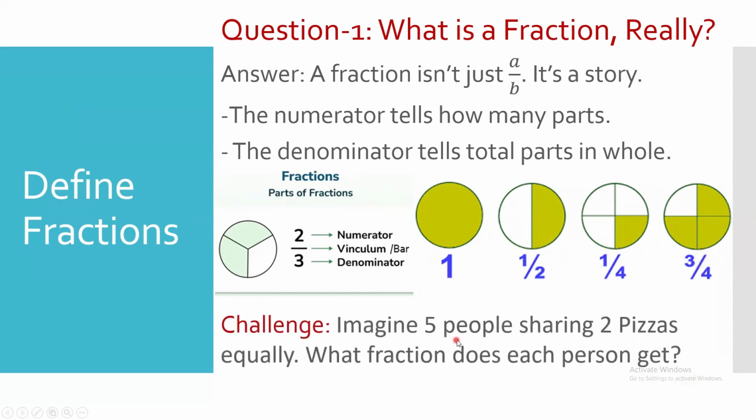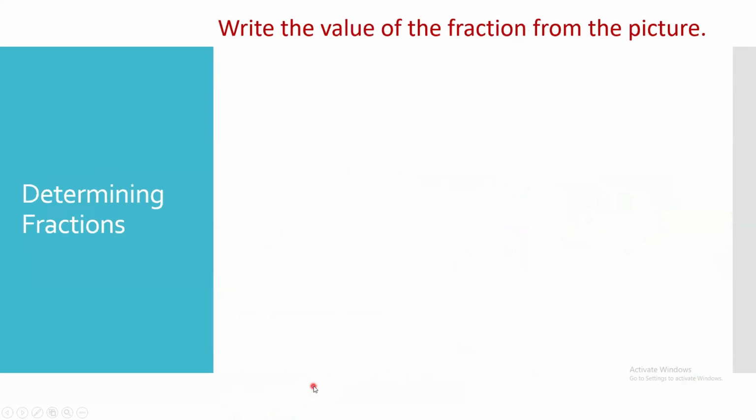So here is one challenge for you. Imagine 5 people sharing 2 pizzas equally. What fraction does each person get? Suppose you are 5 friends and you have brought 2 pizzas. Now how much portion will you get? Can you guess it? Yes, you will get 2 by 5 portion. Okay, you cannot cut it exactly, but you will get 2 portions out of 5 portions.